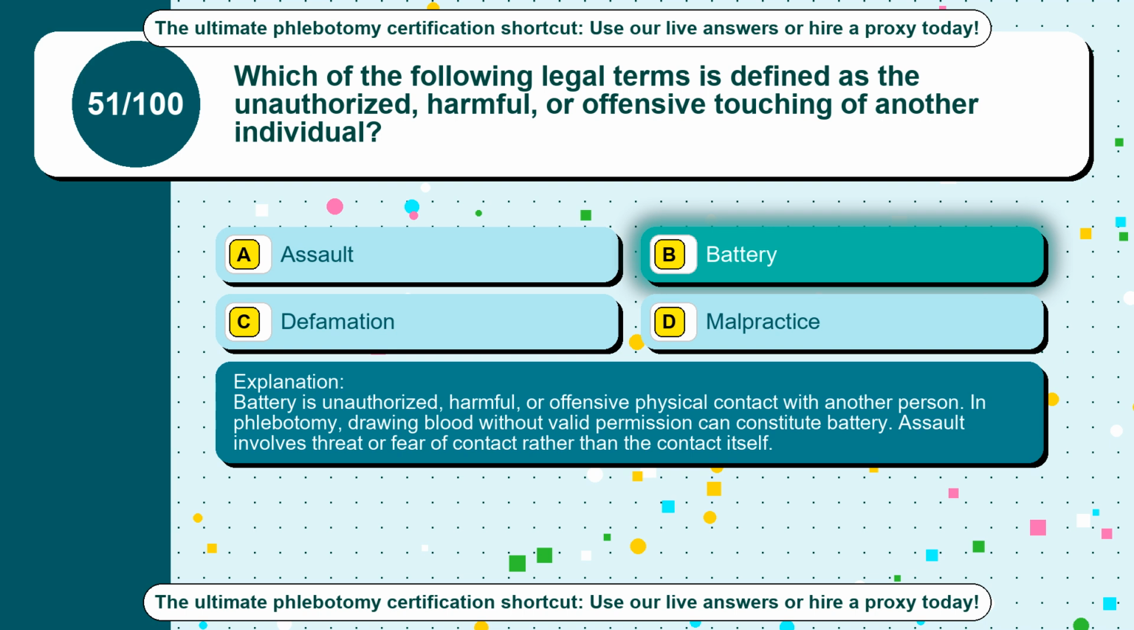In phlebotomy, drawing blood without valid permission can constitute battery. Assault involves threat or fear of contact rather than the contact itself.